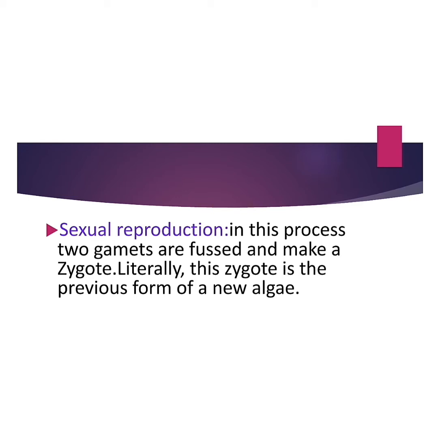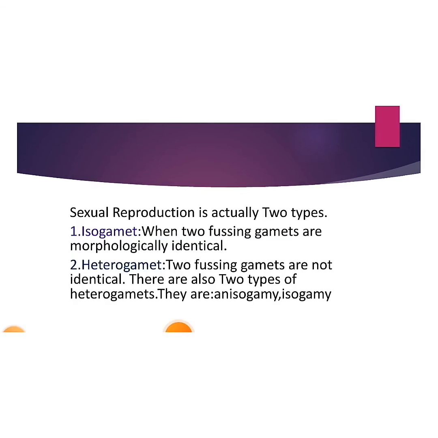Let's talk about sexual reproduction. In this process, two gametes are fused and make a zygote. Two gametes, a female gamete and a male gamete, are fused by the process of syngamy and they make a zygote. Literally, this zygote is the first form of a new alga. Sexual reproduction is of two types. First one is isogamete and the second one is heterogamete.